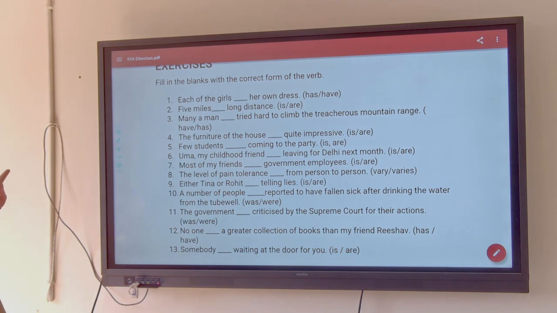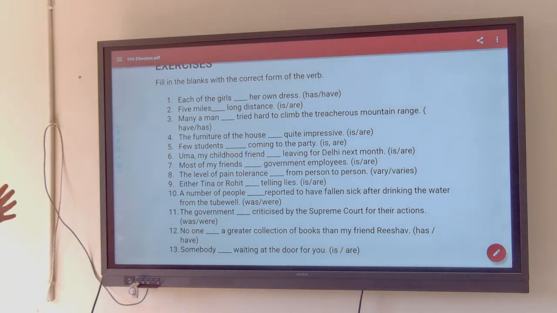Third sentence, "Many a man dash tried hard to climb the treacherous mountain road." Here, many a man is considered a singular subject, so we will use has. Many a man has tried hard to climb. Fourth, the furniture of the house. No doubt it's a lot of furniture in the house, and it will come to mind that it is plural, but it is considered as singular. So the furniture of the house is quite impressive. We will use a singular verb here.